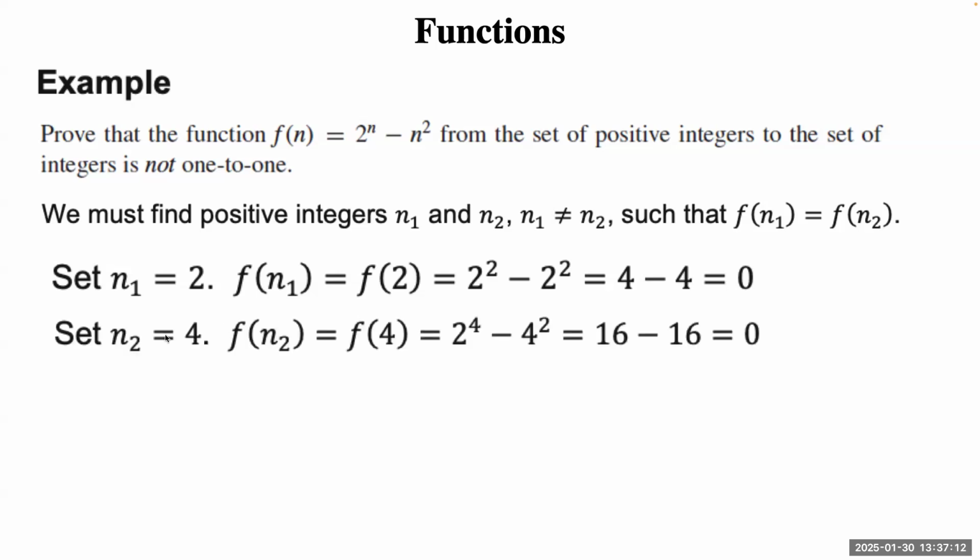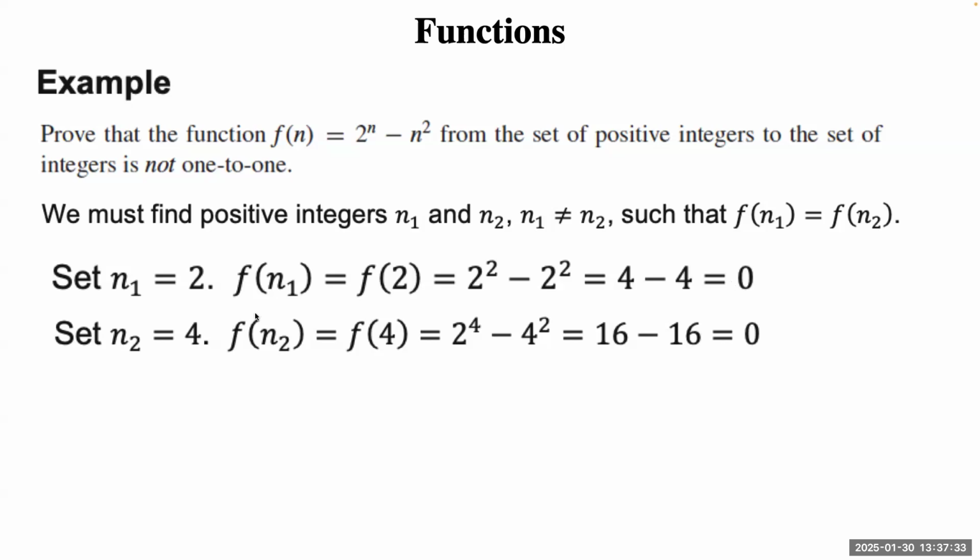Now we'll take n2 to be 4. f of n2 would be f of 4, which would be 2 to the 4 minus 4 squared, because I'm plugging in n equals 4. Well, 2 to the 4 is 16. 4 squared is 16. I subtract them, I get 0.